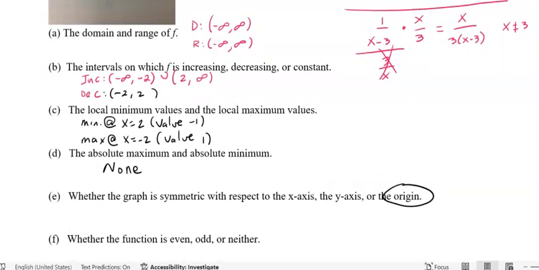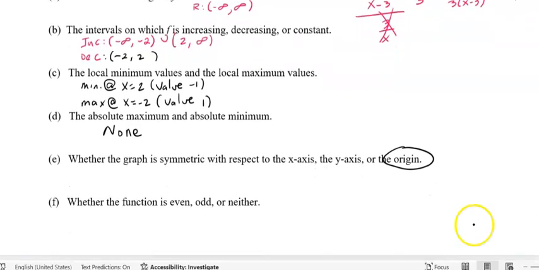And if it has origin symmetry, then it's considered to be an odd function. If it were y-axis symmetry, it would be even. If it's neither one of those, then obviously it's neither. So you either have origin symmetry, that would be odd, or y-axis symmetry, that would be even, and those are your two options.